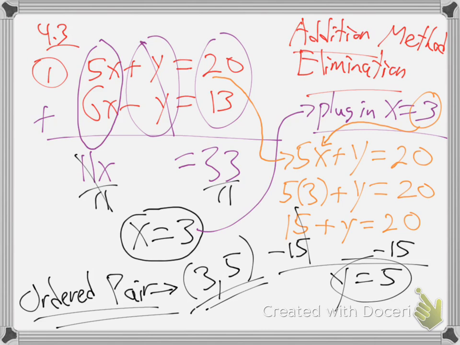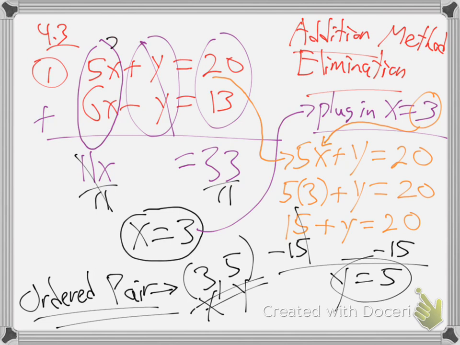So, how can we check if that answer's right? Is (3, 5) really the right answer? It's supposed to make both equations true. The x being 3, it's (x, y). It's always alphabetical. X first, then y. So the x and the y plugged in, x = 3, y = 5, is supposed to make both of them true. Does it?